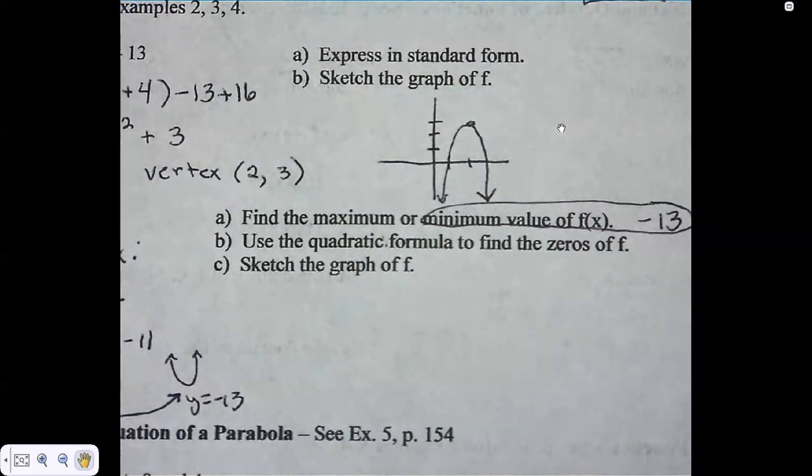If I say, where does the max or minimum occur, then I'm asking you for an x value. You could say the minimum occurs at 1, but the minimum itself is actually negative 13.